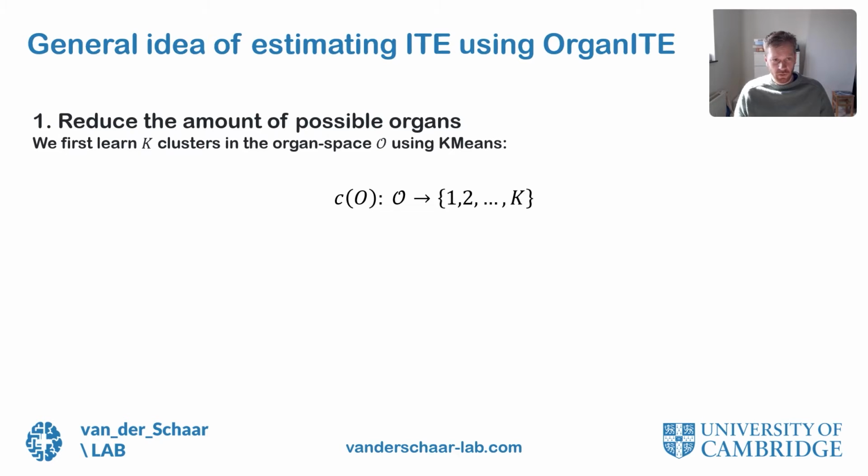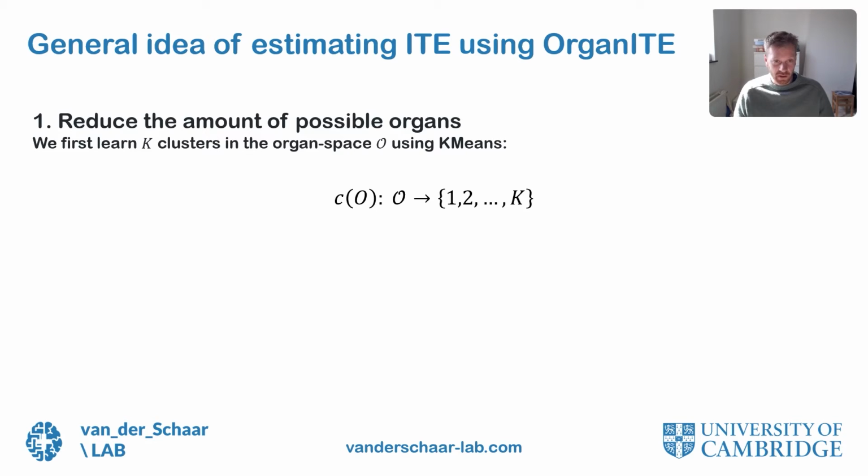So how should we go about estimating the individual treatment effect using OrganITE, a paper that we've presented at NeurIPS 2020? First of all, we need to reduce the space of possible organs. And we do this simply by learning K clusters using K-means on the organ space O. So we have defined a function C of O, which will return one of K clusters given the organ.